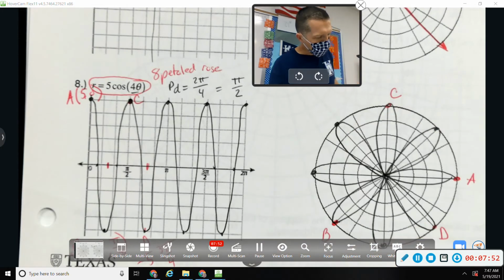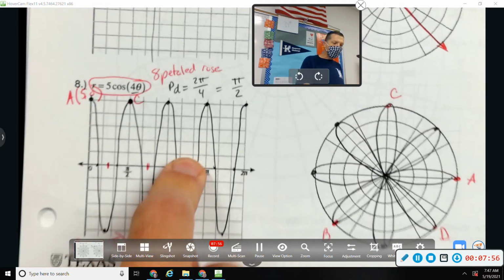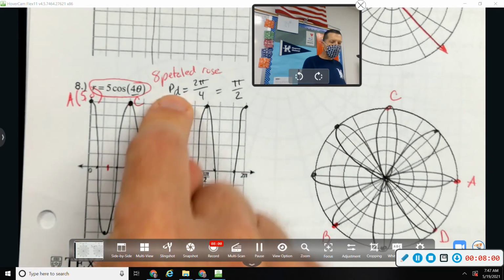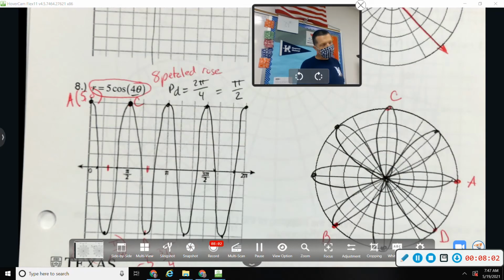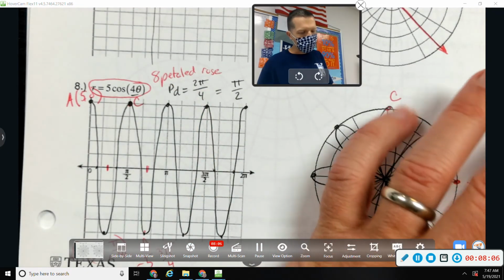So 8 petaled rose, but that was a good example of one where we originally could have done that without knowing it was an 8 petaled rose. We could have gone point by point by point by point by point. We could still do that, but we combine that with what we already know, and it just makes life a little easier.